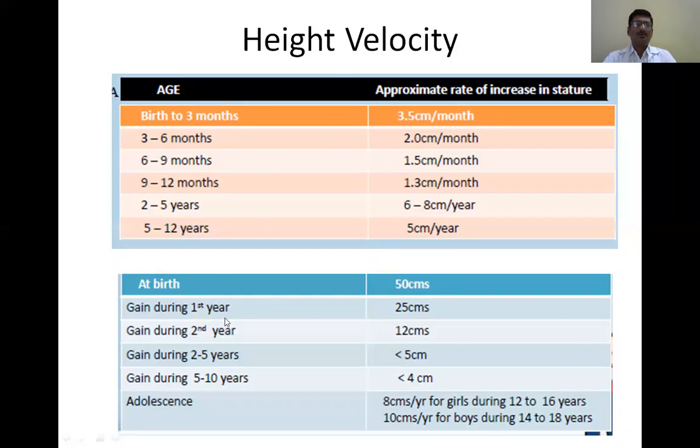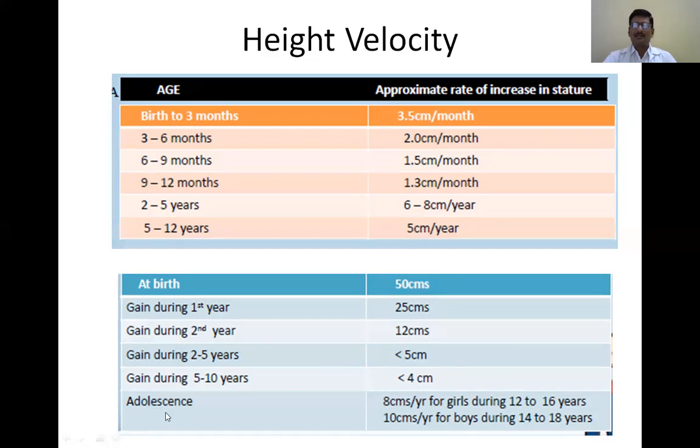Now, the total gain during the whole of the first year is about 25 centimeters. During the second year it is about 12 centimeters. Gain during 2 to 5 years is less than 5 centimeters per year. The entire period between 2 to 5 years, about less than 5 centimeters. And between 5 to 10 years, the height gain will be about less than 4 centimeters.